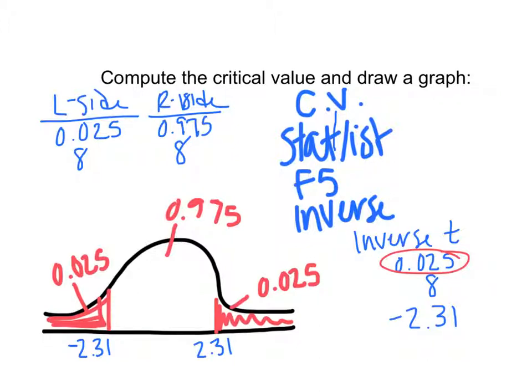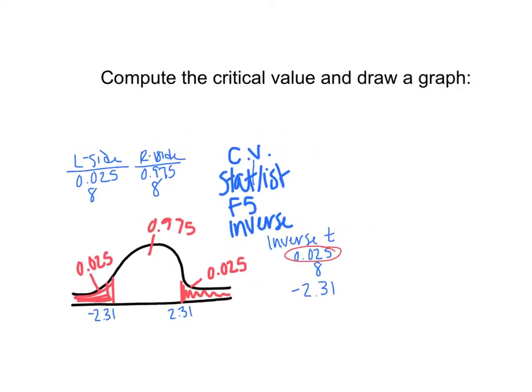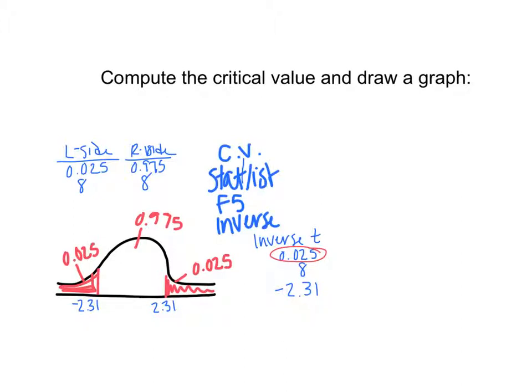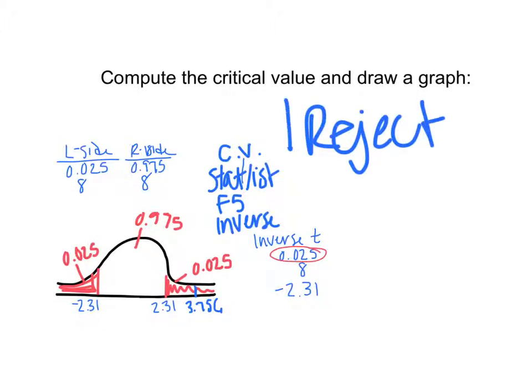Your test value of 3.756 lands in the shaded region, which means you reject. You will then make a detailed statement. In this case, it'll say something like, there's evidence to claim that a linear relationship is present.